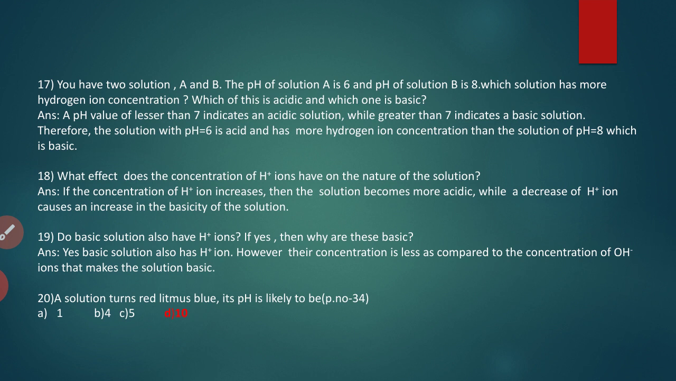The next one, a solution turns red litmus blue. Its pH is likely to be? So what is the pH of this solution? Four options are given here. So you must understand the question first. See the question, a solution that turns red litmus blue. So usually in which solution does red litmus paper change into blue? Yes, you are right. It is base.